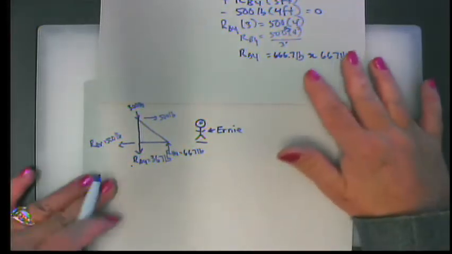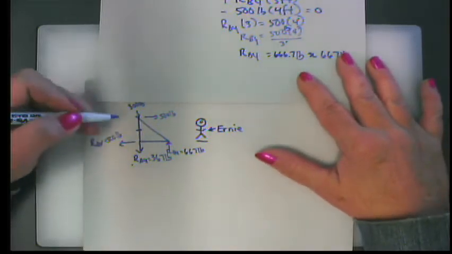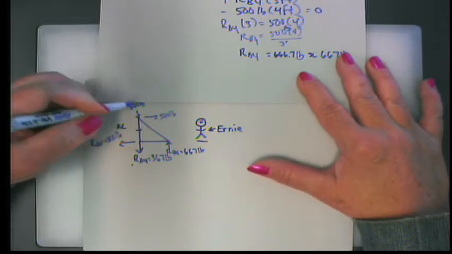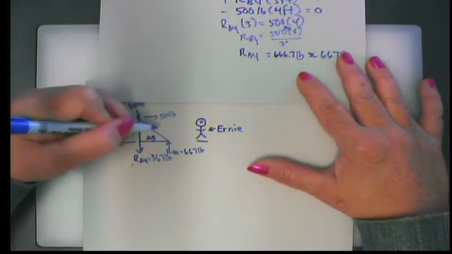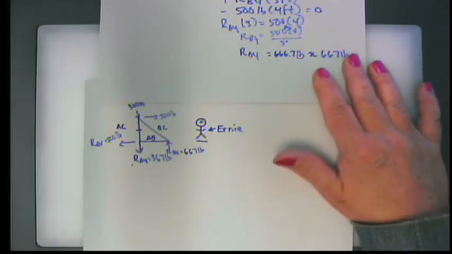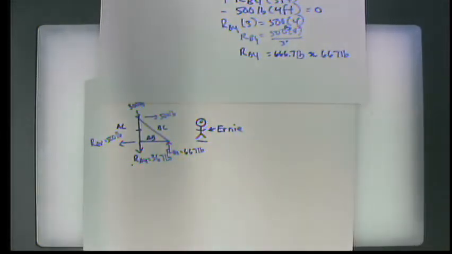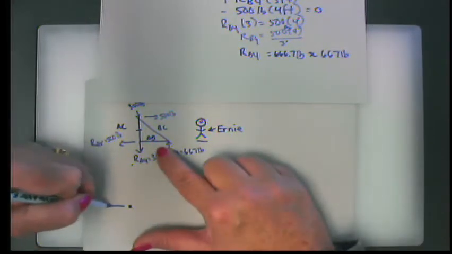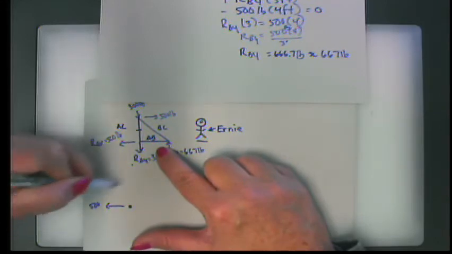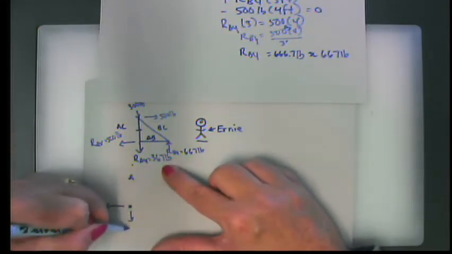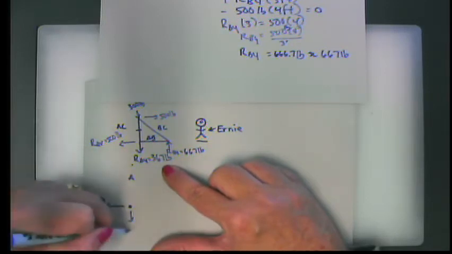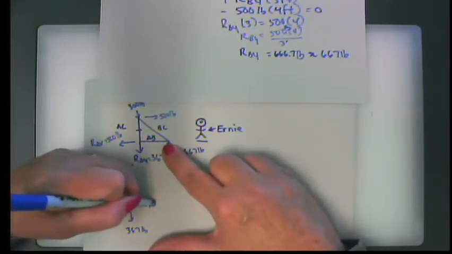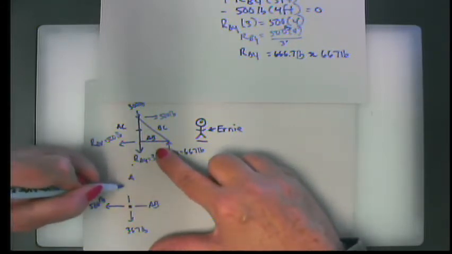All right, now what we need to do is to determine the internal load in AC, in AB, and in BC. So to do that, I break it down into looking at a joint. I'll first look at A. So what do I have? I have a 500-pound force acting on A this way. I have a 367-pound force acting this way. I have some reaction in AB, and I have some reaction in AC.